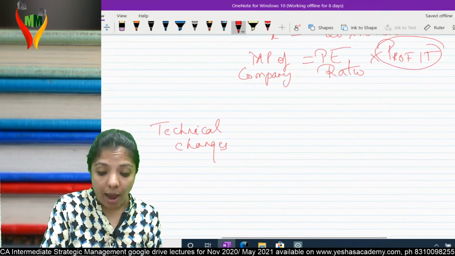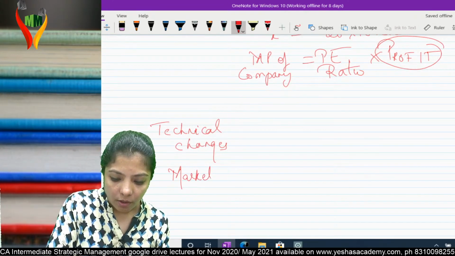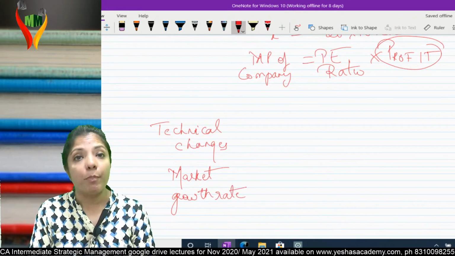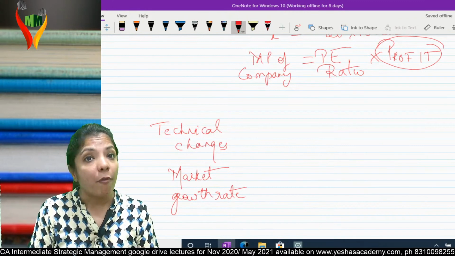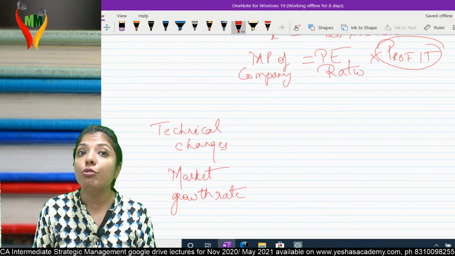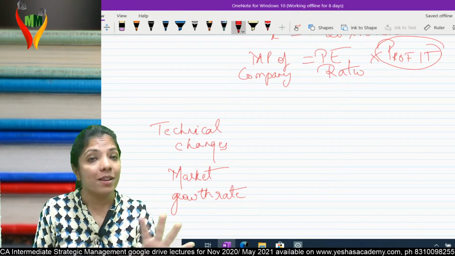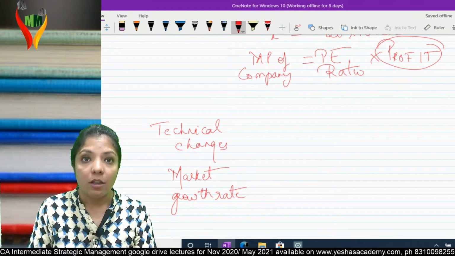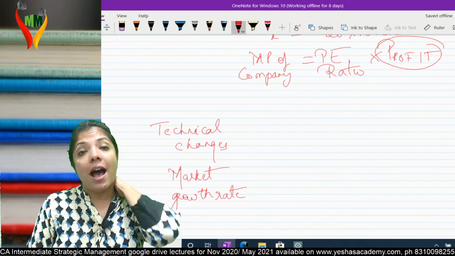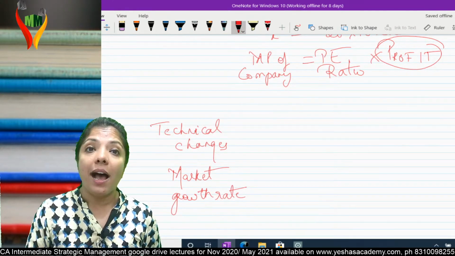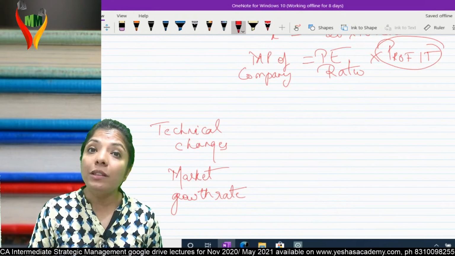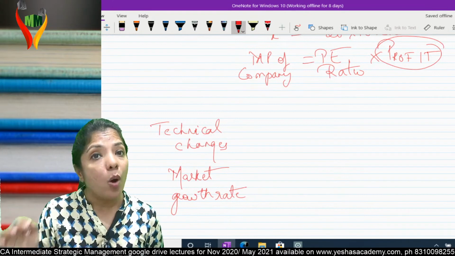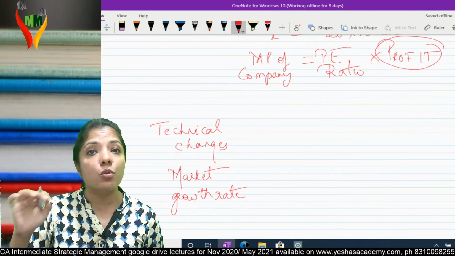And second, market growth rate. Market growth rate means demand for the product. If demand is there, whosoever comes with the product first will grab the market. So in that case also, I don't have time for in-house R&D. I should go for outsource R&D. Am I clear? So these are the two parameters which will help me decide whether I should go for in-house R&D or outsource R&D.